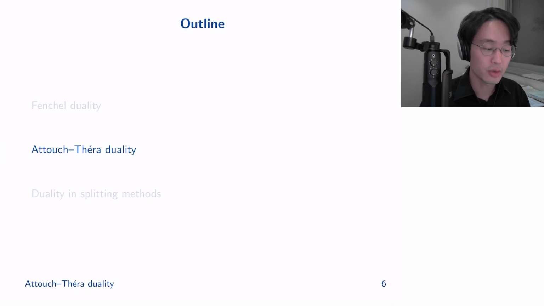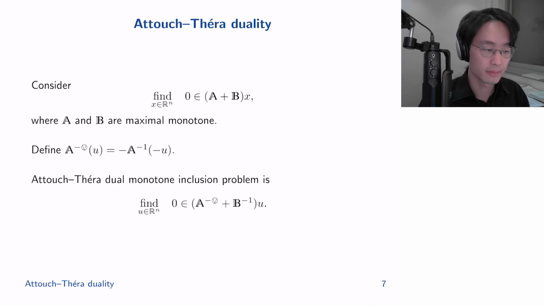Next, let's talk about Attouch-Thera duality. In Attouch-Thera duality, we consider the maximal monotone inclusion problem, where we find x such that x is a zero of the sum of the two operators A plus B, where A and B are assumed to be individually maximal monotone operators. For our discussion of Attouch-Thera duality, we will introduce this new notation.